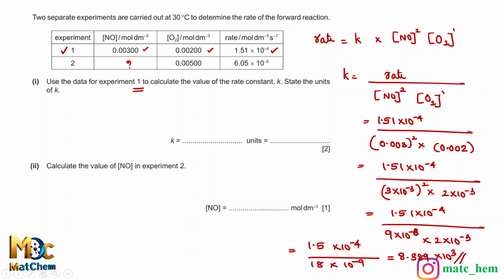8.389 into 10 raised to 3. Because 10 raised to minus 4 and 10 raised to minus 9 cancel, you will get 10 raised to minus 5. This 10 raised to minus 5 can come up, it will become 10 raised to 5.